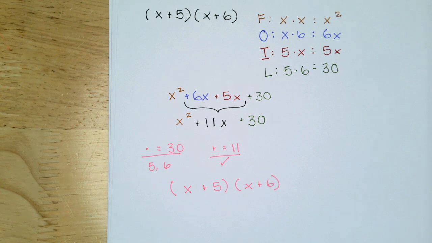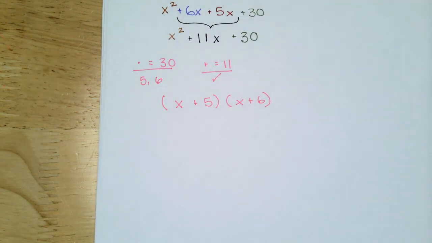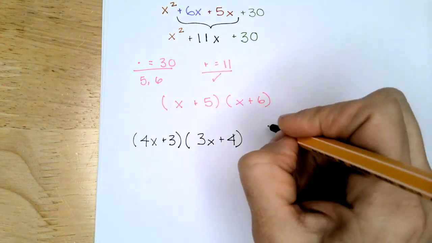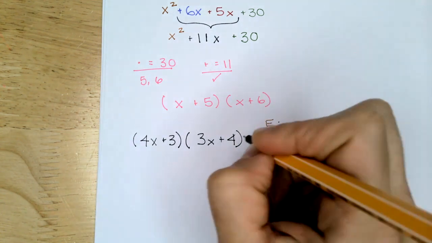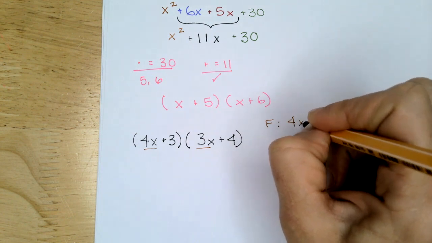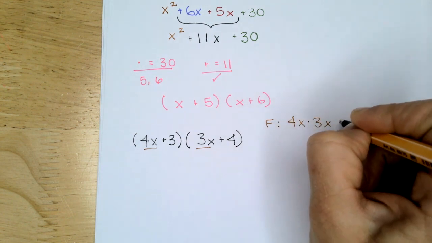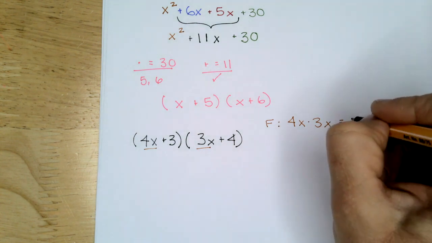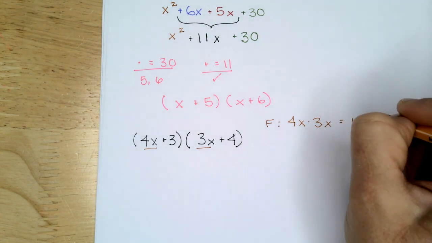Okay, let's do another example. This time we'll do 4x plus 3 times 3x plus 4. So again, you start with your first term, your F. Your F is going to be your 4x times your 3x. 4 times 3 is 12. x times x is x squared.